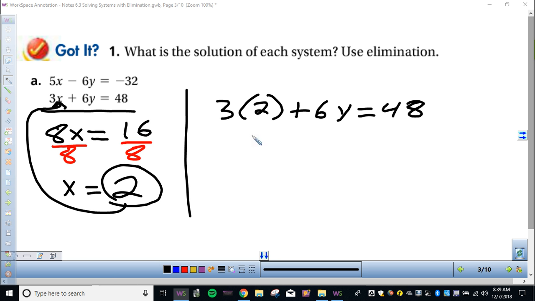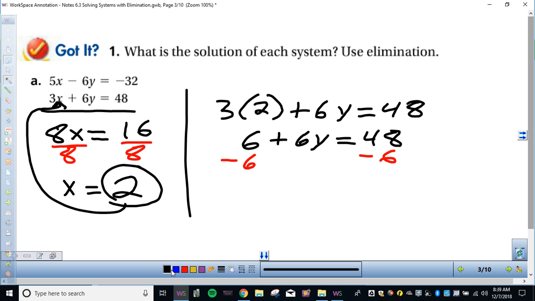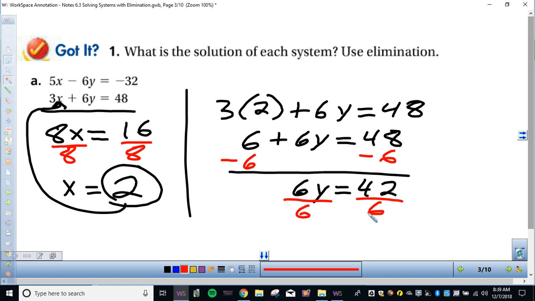And I get 6 plus 6y equals 48. What's the next step, Eli? Then you subtract 6. Subtract 6 from both sides. And then you get 42. 42, good. Divide by 6 and you get y equals 7. So y equals 7. Good. So 2 comma 7. Okay. Good, good?